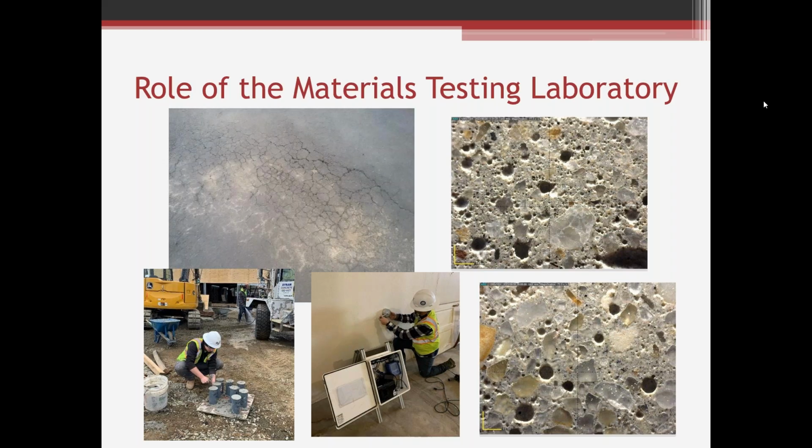Top left corner there, it looks like some pavement failure. We can sample the asphalt, sample the subgrade, see what the subgrade consistency is. Maybe you've got soft subgrade that's causing some failure in pavement. Bottom left corner there, that's making some cylinders. It's kind of an everyday thing for us on a lot of our projects.